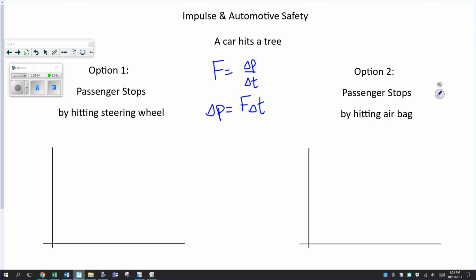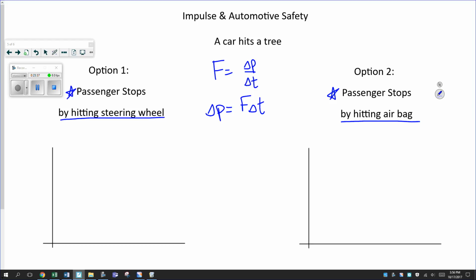It's not, everything's fine. The passenger is one of those crash test dummies. So let's see. We want to talk about what's the benefit of having an airbag, right? Two options. Either the crash test dummy hits a steering wheel and comes to a stop, or the crash test dummy hits an airbag and comes to a stop. But guess what? Either way, it stops.